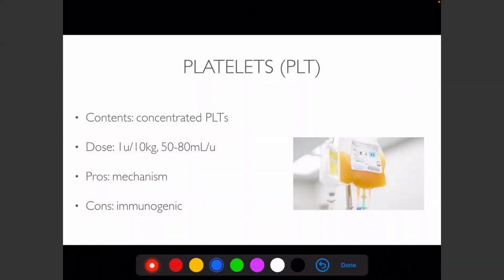Platelets are the last thing to talk about. Same thing, 1 unit per 10 kg will raise it by about 50 to 80,000 platelet count. They're essentially a separate mechanism. So if you think the patient needs platelets, then you want to order that. I just want to talk about the dosing quick.